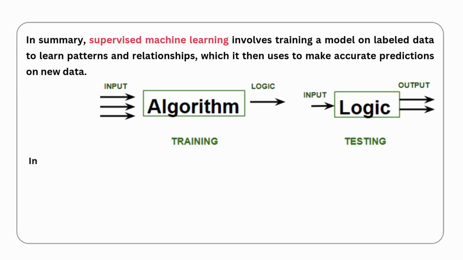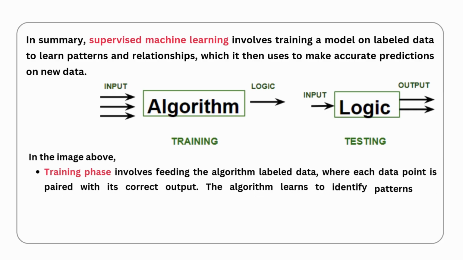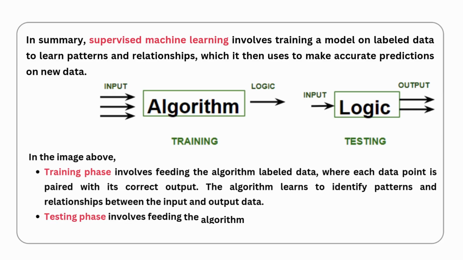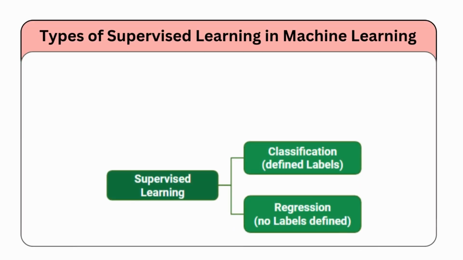In the above image, the training phase involves feeding the algorithm labeled data where each data point is paired with its correct output. The algorithm learns to identify patterns and relationships between input and output data. The testing phase involves feeding the algorithm new, unseen data and evaluating its ability to predict the correct output based on learned patterns. Types of supervised learning in machine learning.